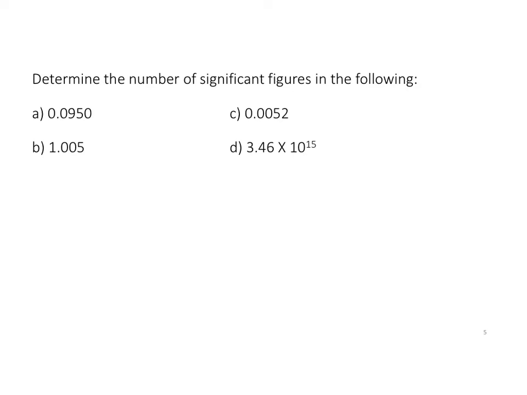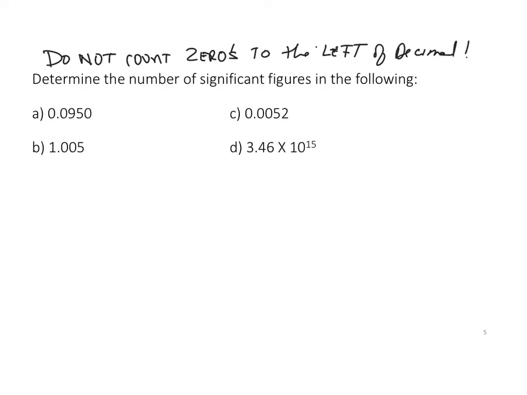Okay, determine the number of significant figures in the following. So how I do significant figures is I memorize this rule. Do not count zeros to the left of the decimal. They are insignificant. So let's talk about what insignificant means. It means they're not important.